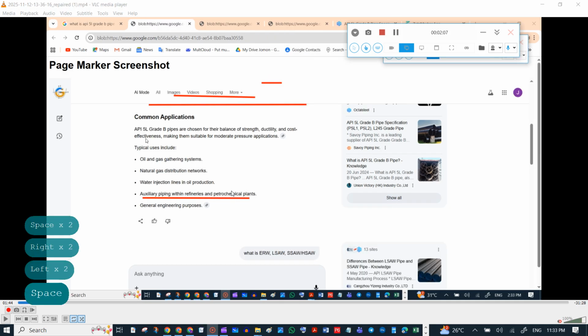So, a common application of API 5L Grade B is auxiliary piping in refineries and petrochemicals, which we are using in Madina site pump station. So this is the application in our project.